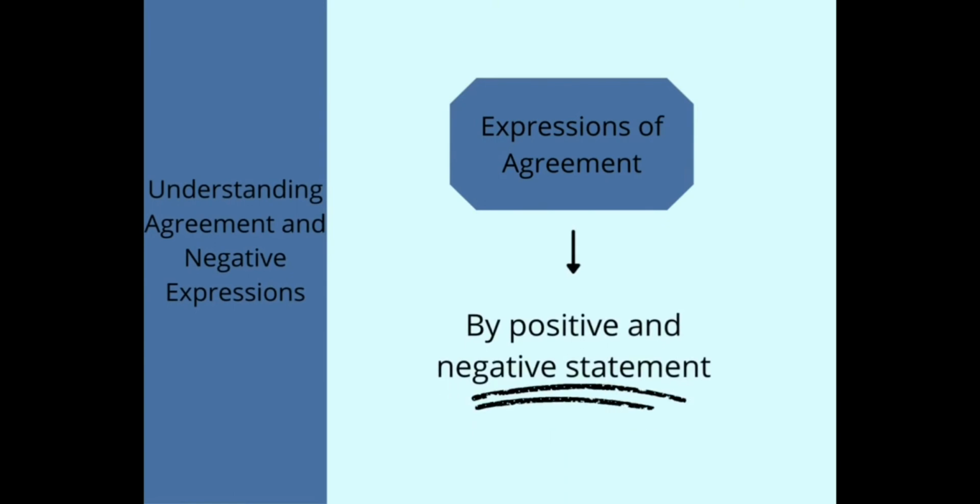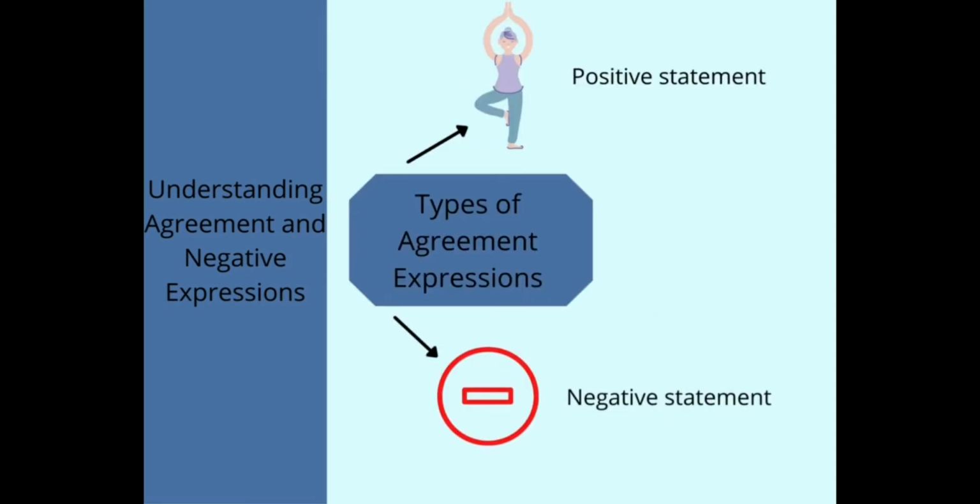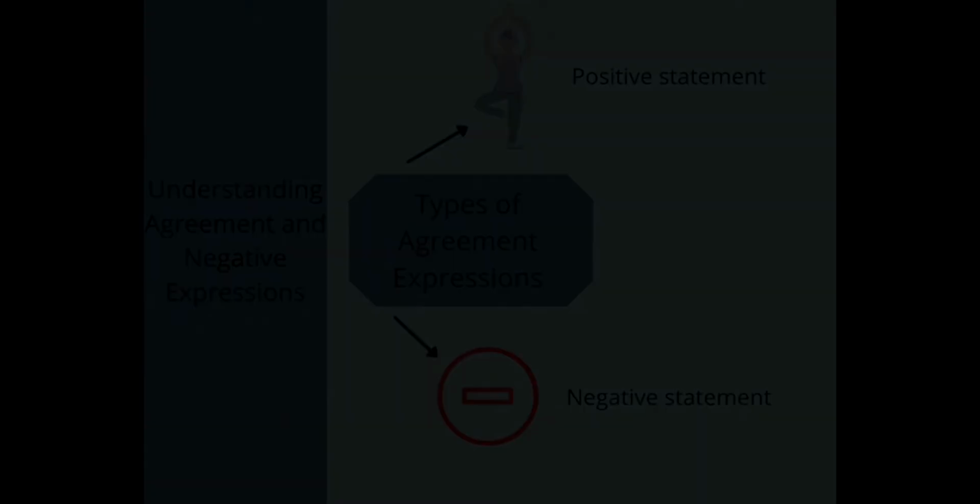Expressions of agreement. It is shown by positive and negative statements. There are two types. First is with a positive statement, for example, so do I, or me too. Second is with a negative statement, for example, neither do I, or I don't either.